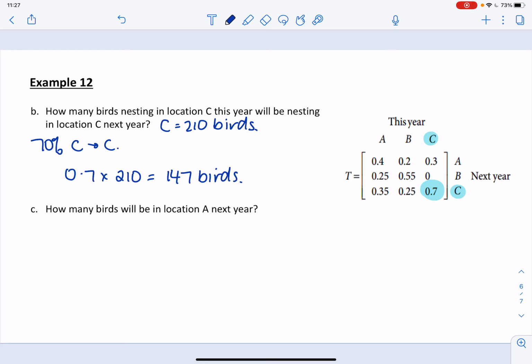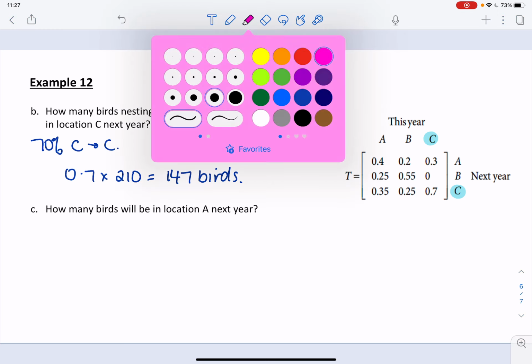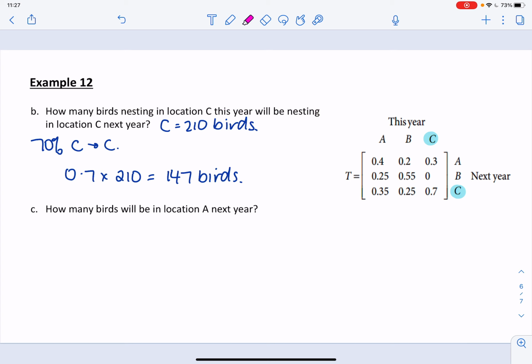Part C says how many birds will be in location A next year. Now this will take a few steps. I'm going to change colour. I'm going to erase one of those so we can see, pull out a pretty pink. Pink's my favourite colour. Okay, how many birds will be in location A next year? So we need to find everything that ends up in location A. So we need to find 40% of current location A, 20% of current location B, 30% of current location C, and add them all together because they're going to end up in A.